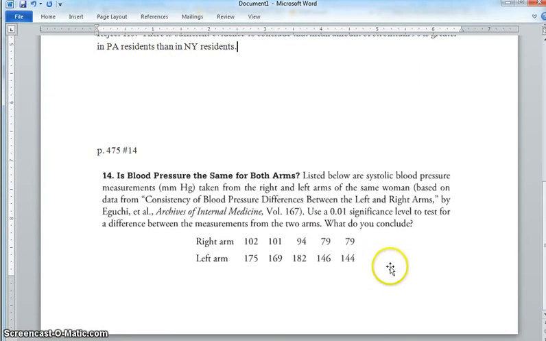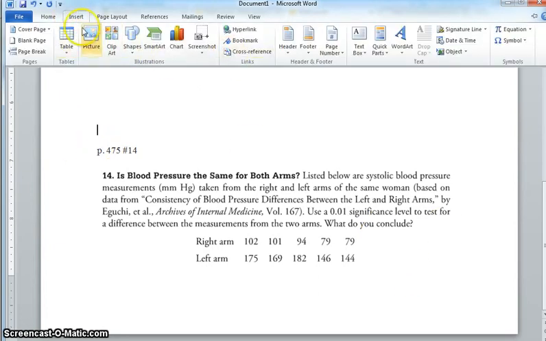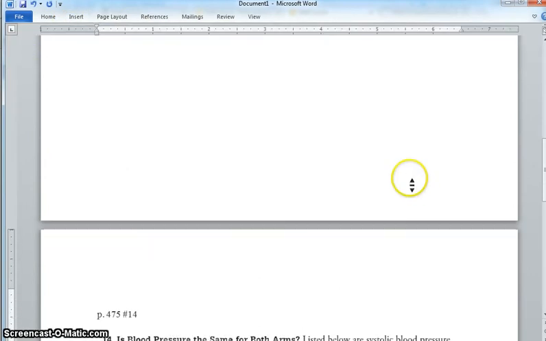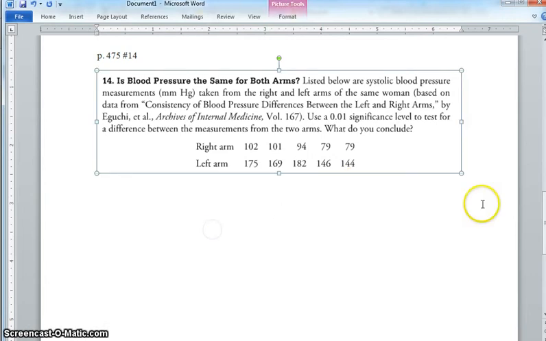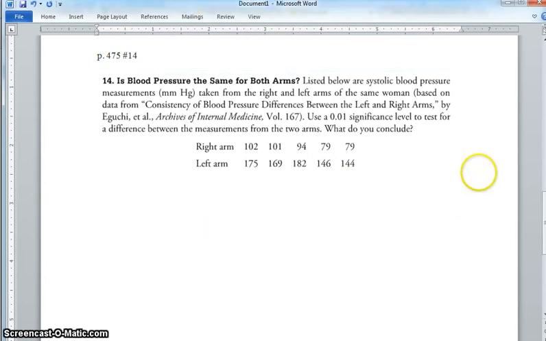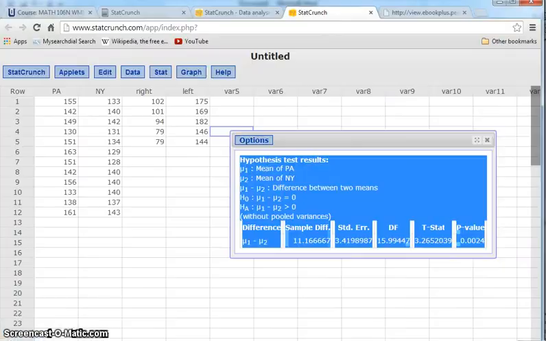Second problem, in this one we do have pairing of the data. I'm just going to insert a page break here real quick. We do have paired data because this represents the same person, so we've got 5 people, repeated measures on each of the 5 people. So here we want to test just if there's a difference. So this is going to be two-tailed, so it's not going to be less than or greater than, just two-tailed.